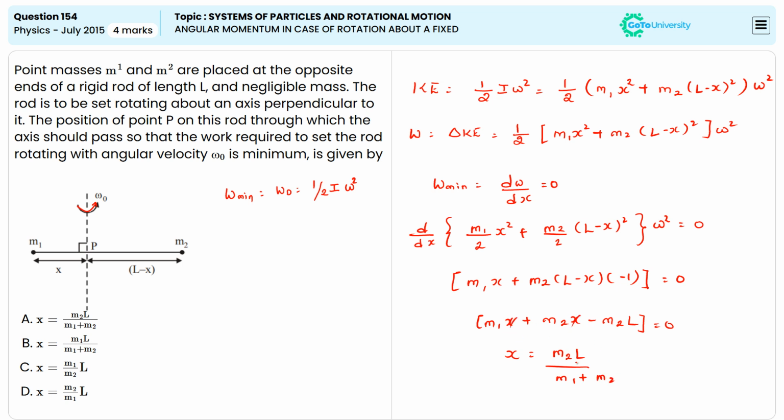This is the location of the center of mass of the two point masses. This distance x is m2 into L divided by m1 plus m2. So it is m2 divided by m1 plus m2, and option A is the right answer.